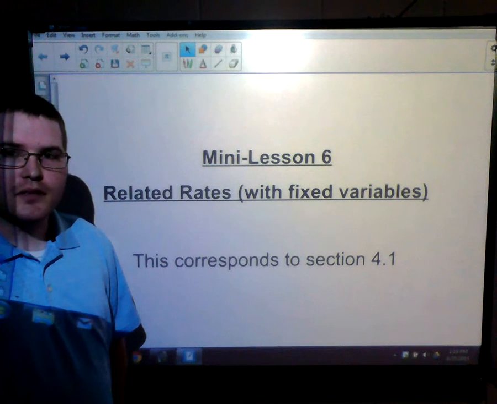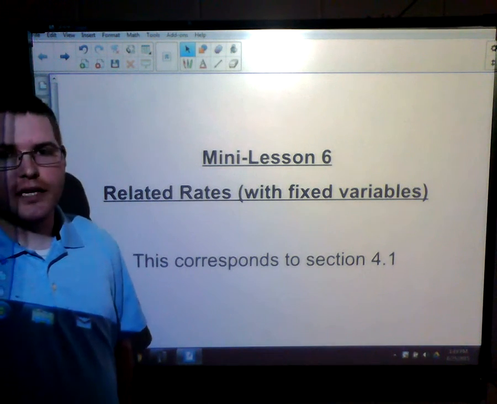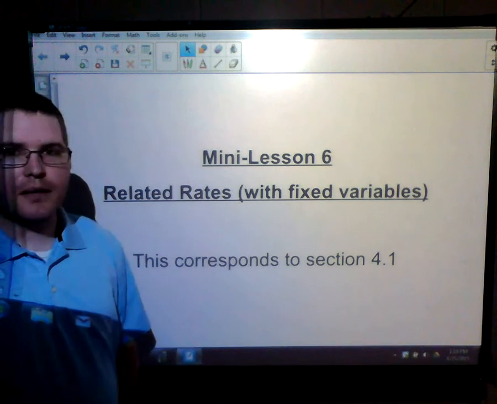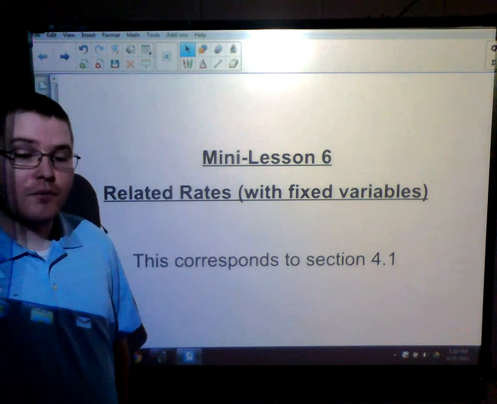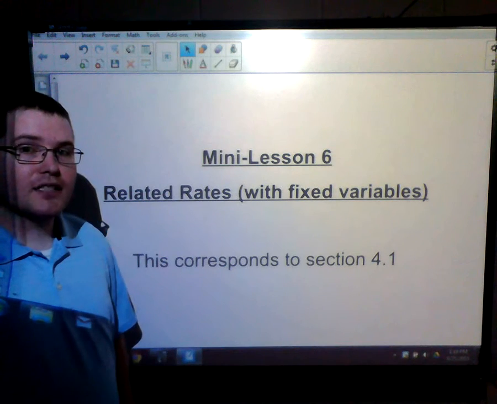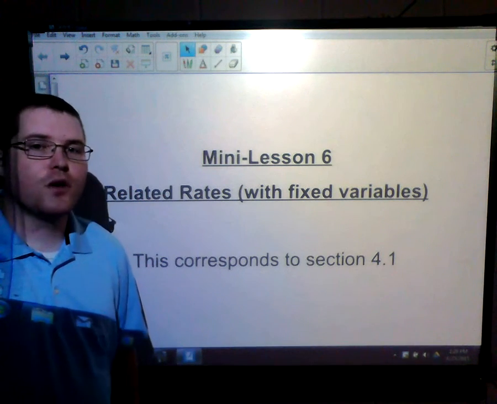Historically, these are the problems that my students have come back after the AP test and say, I forgot how to do a related rates problem. There was a related rates problem and my mind went blank. So I'm going over this. This is one of the mini lessons that I think are important because it comes up so often on the AP test.